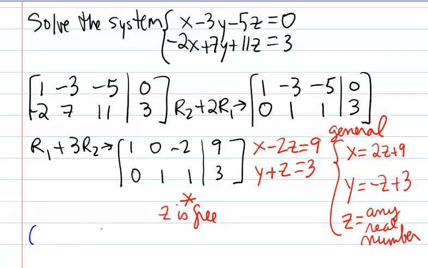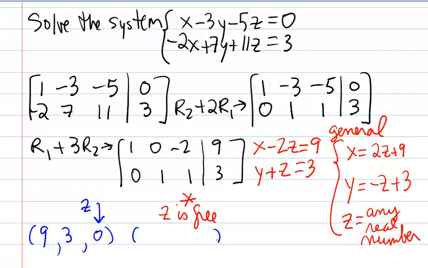So I'm going to make a little triple here. I'm going to put a 0 in for z and then solve for the other variable. So x is equal to 2 times 0 plus 9. That would be 9. y is equal to negative z, z is 0, plus 3, I get 3. So when z is 0, I substitute that into the general form over here and come up with my values of x and y that correspond to that.